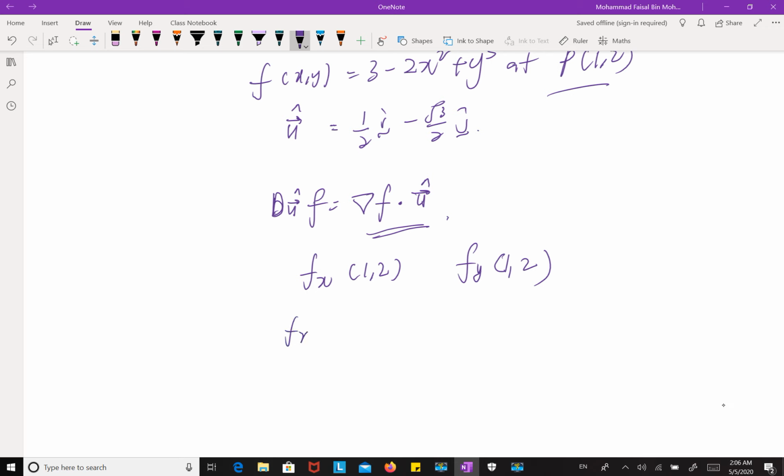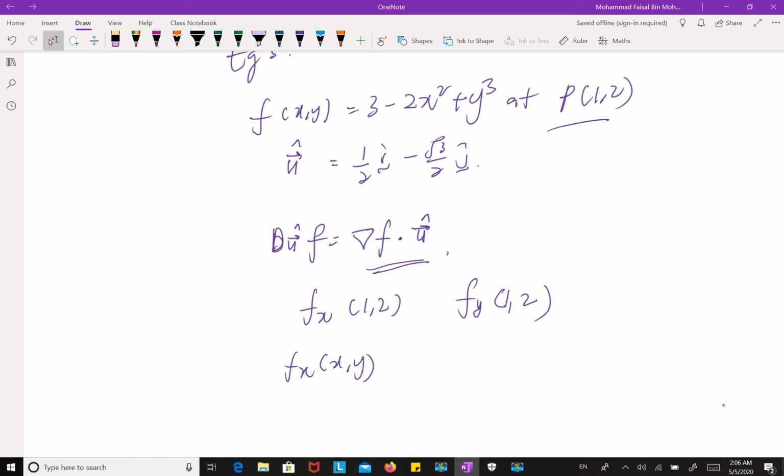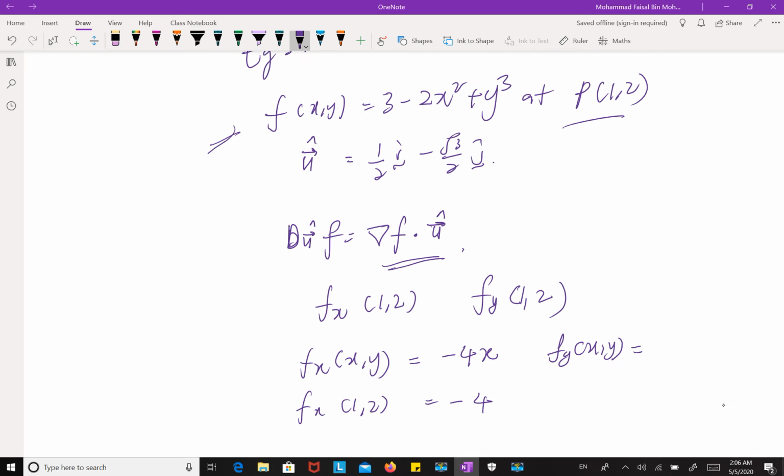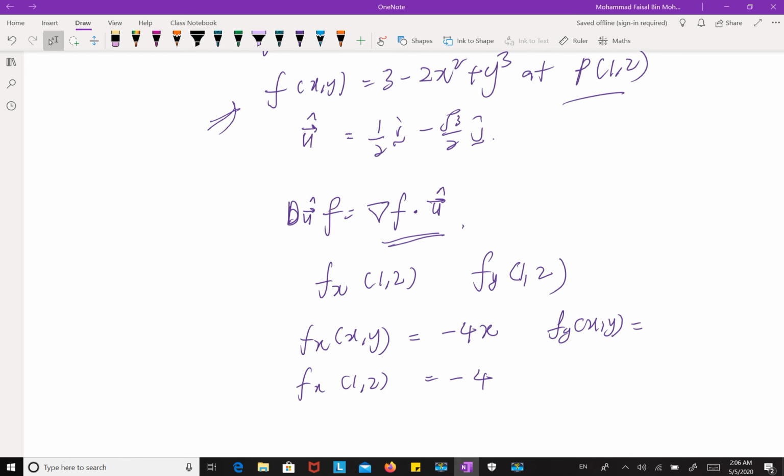So fx(x,y): if you differentiate this f with respect to x, you will get negative 4x. And at (1,2), you will get negative 4, x equals 1. So fy(x,y): we differentiate this f with respect to y. The first term will be 0, and it will be 3y squared. At (1,2), you will get 12.